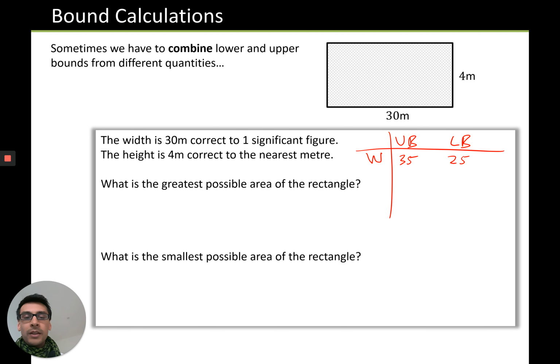And then I do the same thing for the height. The upper bound for the height says correct to the nearest meter, so I half that, so I get half a meter. So upper bound is 4.5. And lower bound is 3.5.